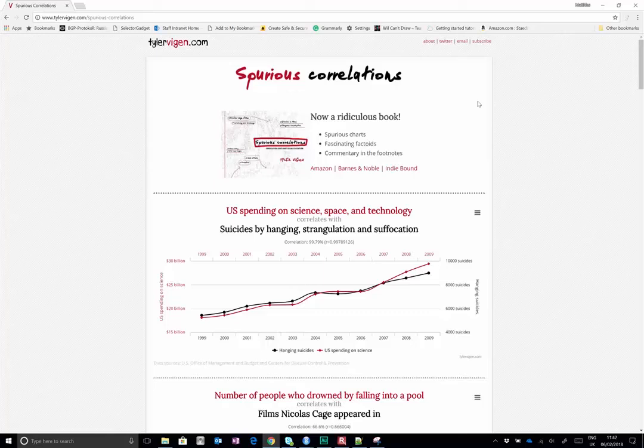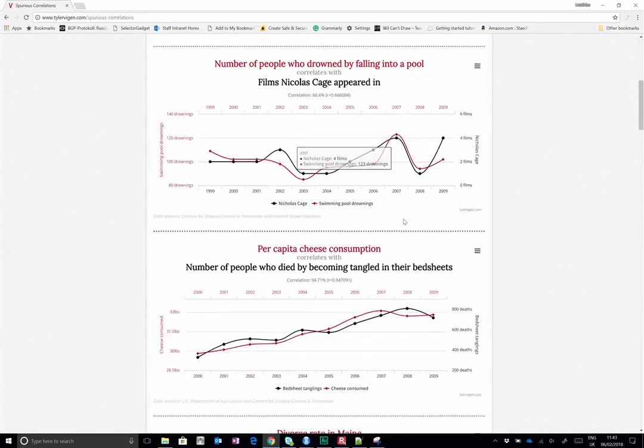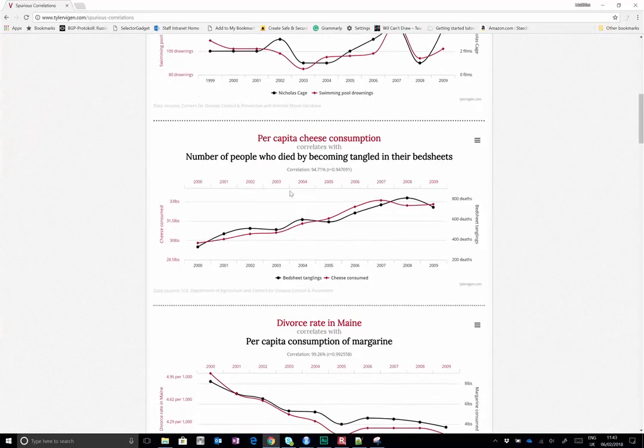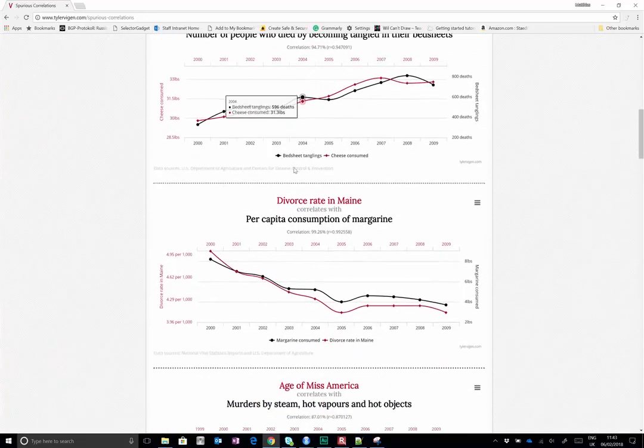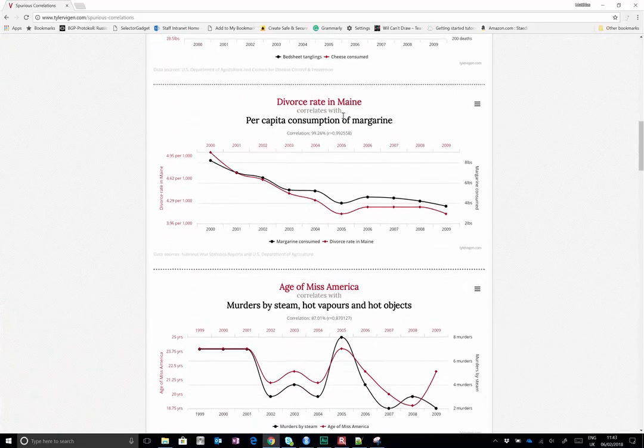But this is not the kind of stuff you can normally do. You see, number of people who drown by falling into a pool compared to films Nicolas Cage appears in. So it looks like the more movies Nicolas Cage makes, the more people drown in their pool. Yeah, 2007 we had a high number for both. 2003 we had a low number for both. Cheese consumption versus people who died becoming tangled in their bedsheets. Divorce rate in Maine versus per capita consumption of margarine.